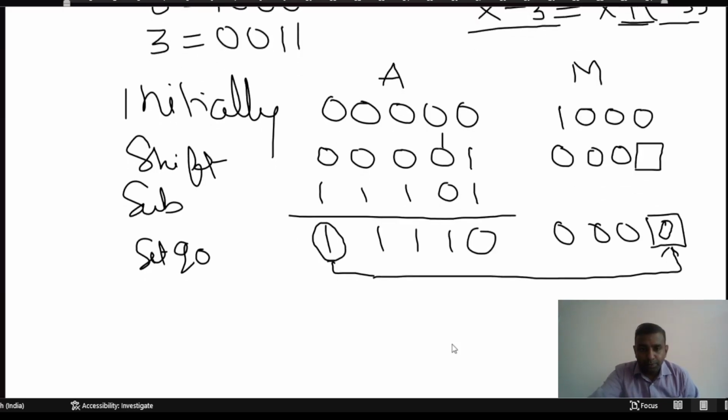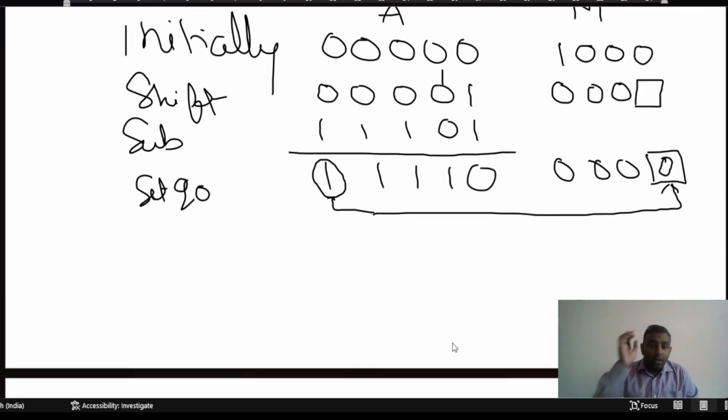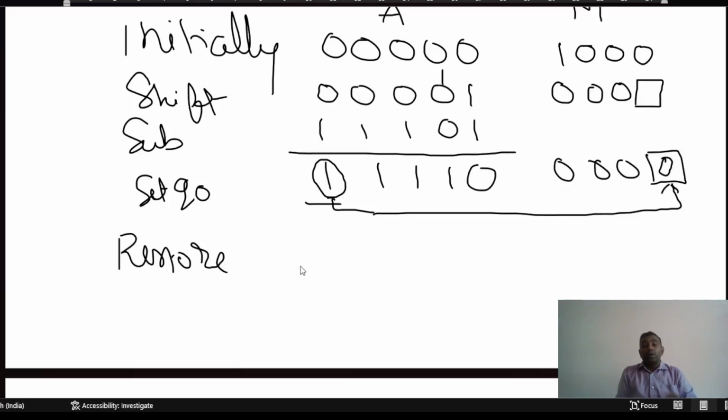Okay. Now the next step. If the result of subtraction we get, the first bit is 1, then we need to perform the restore operation. In that restore operation, whatever you subtract from the initial bits of A, we need to add it.